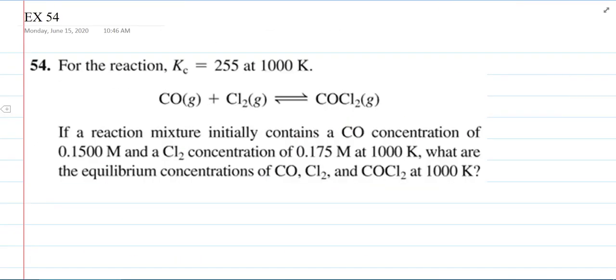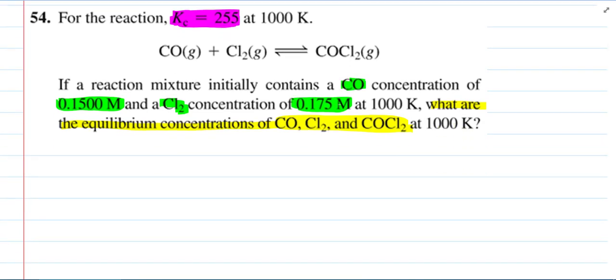54, another one. So 54, we get a reaction. Kc is 255, so it gives me the equilibrium constant. Kc, 255 at 1,000 Kelvin. A reaction mixture initially contains CO concentration of 0.150 molar. So CO is 0.150 and Cl2 is 0.175. The question says, what are the equilibrium concentrations of CO, Cl2, and COCl2 at 1,000 Kelvin? Wow.